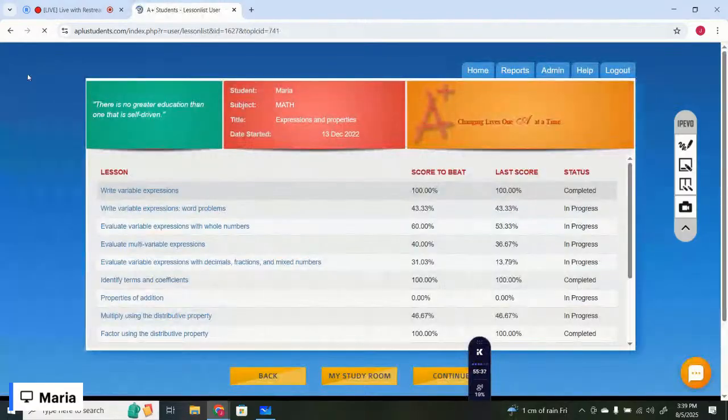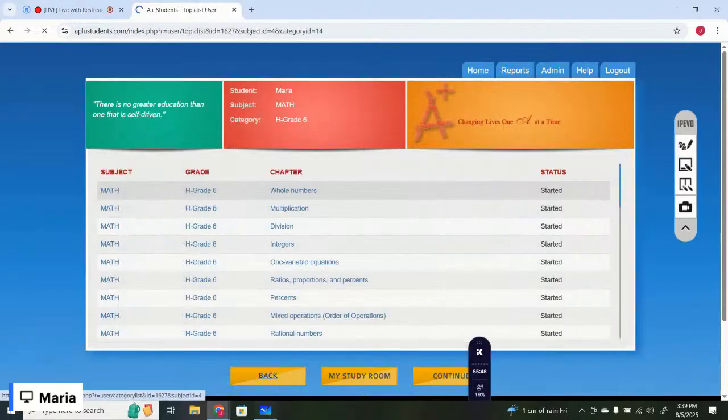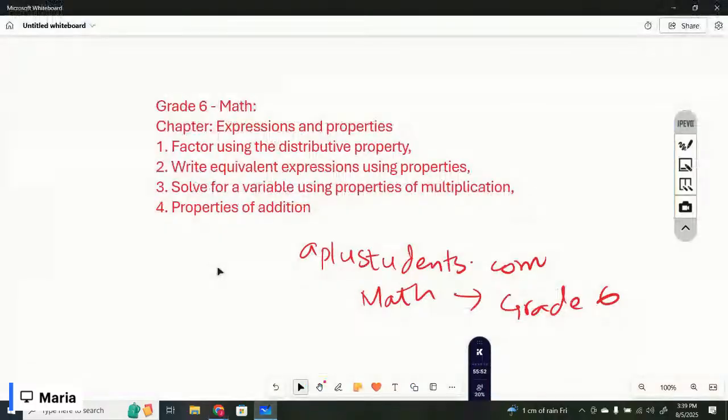So we were working on grade 6 math. The chapter we were working on is expressions and properties. The lessons we have covered today are factor using the distributive property, write equivalent expressions using properties, solve for a variable using properties of multiplication, and properties of addition. Please make sure that before the next session you complete all the practice questions for the lessons we just did. That is your homework until the next session.